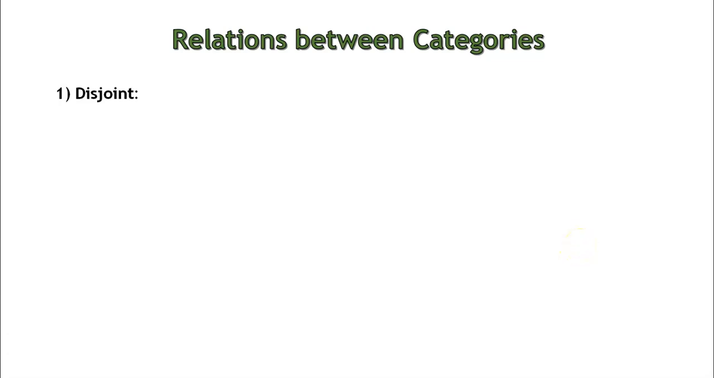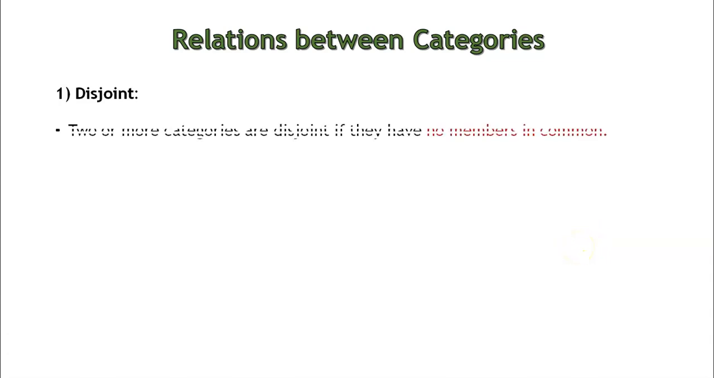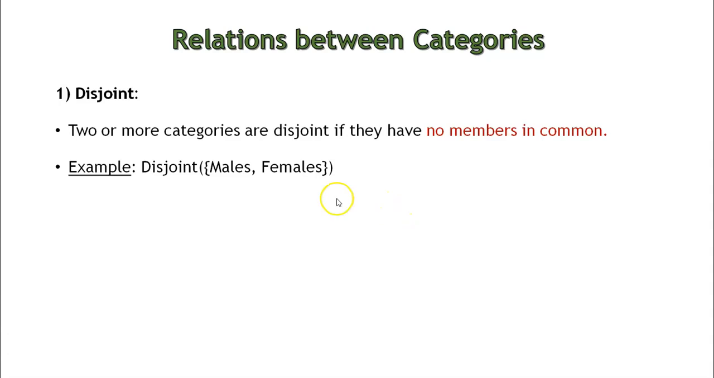There are two relations between the categories. The first one is disjoint. Two categories are said to be disjoint in relation if they have no members in common. For example, we can represent the categories male and female in disjoint relation. That is, these two categories will not have any member in common. Male will be male and female will be female, and there will be no members in common. So this kind of category is called a disjoint relation.